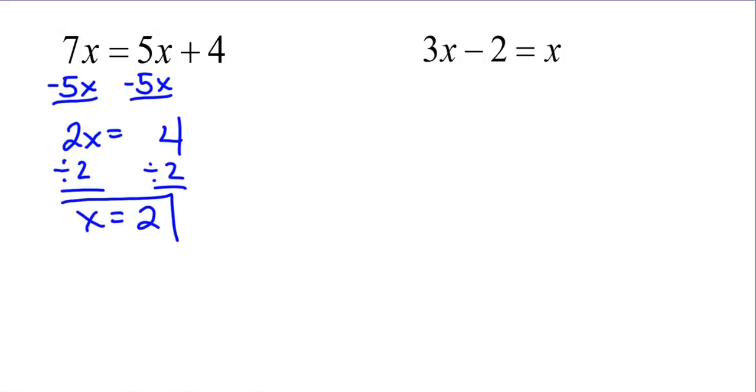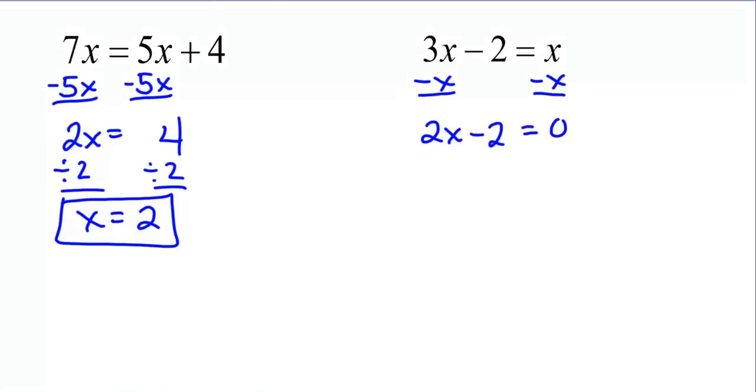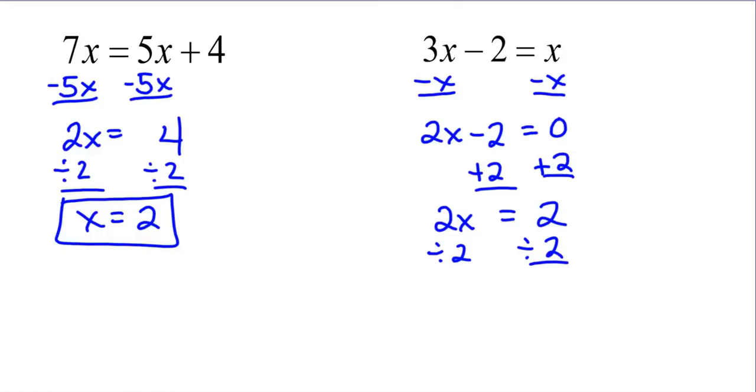X equals 2. Solved. And then on the right-hand side, I've got 3x minus 2 on the left, and I've got x on the right. And x is going to be the little guy, so I'm going to eliminate that by subtracting x from both sides of this equation. 3x minus x is 2x. 2x minus 2 equals 0. I have a two-step equation to solve. I'm going to get rid of that constant by adding 2 to both sides. 2x equals 2, and then divide by 2. Doing a lot of dividing by 2 in these problems, equals 1. X equals 1, and I am solved.